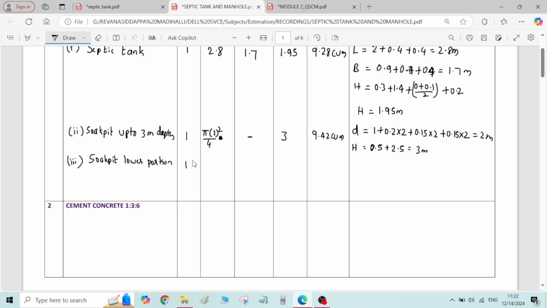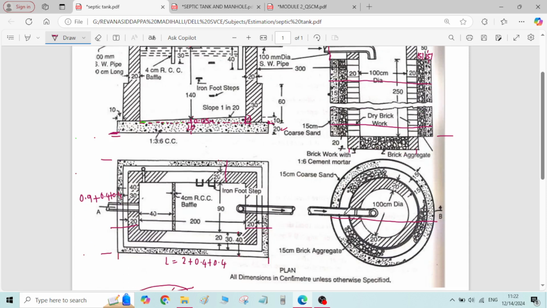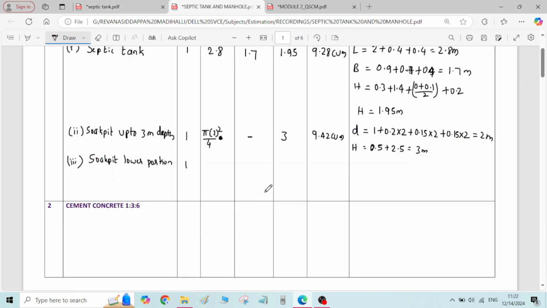Number is 1. So for the lower portion, what is the diameter? Inside diameter is 100 centimeter, plus 0.2 on one side plus 0.2 on the other side. So D is equal to 1 plus 0.2 into 2, which gives 1.4 meter. Therefore, pi into 1.4 square by 4 will give the area.